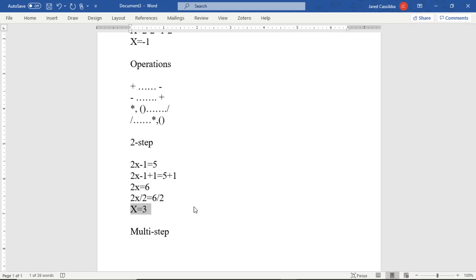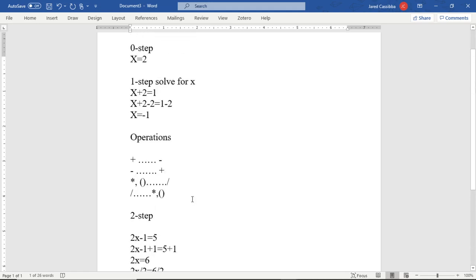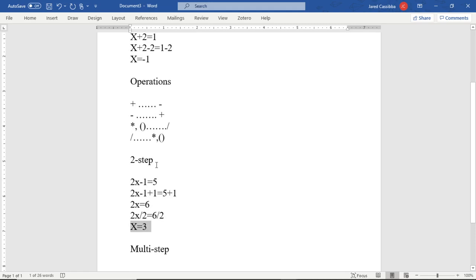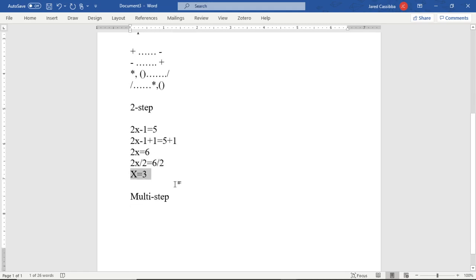Now for the multi-step, which is the next step up, this is where Algebra 1 really starts. The zero-step, the one-step, and the two-step are mostly considered pre-algebra. The multi-step is really where Algebra 1 starts, and that's its core. So this is going to involve what's called PEMDAS, or order of operations. This you may not remember. It's perfectly okay if you don't. I'm going to go into what each one means. So the P, the first one, stands for parentheses.